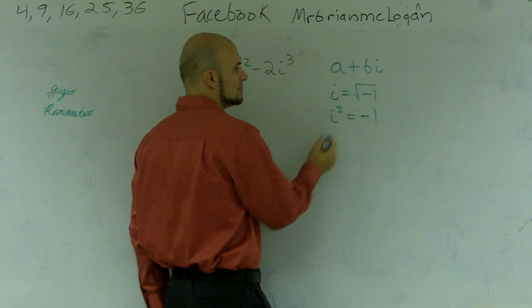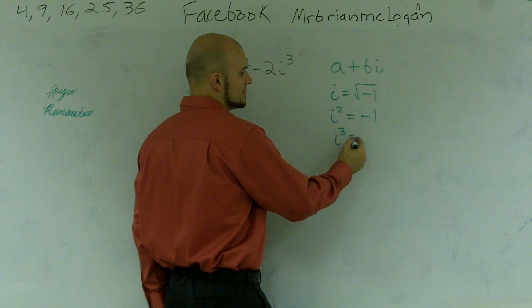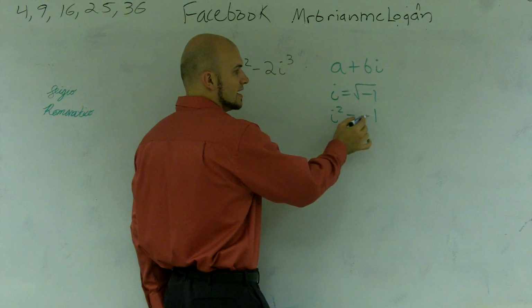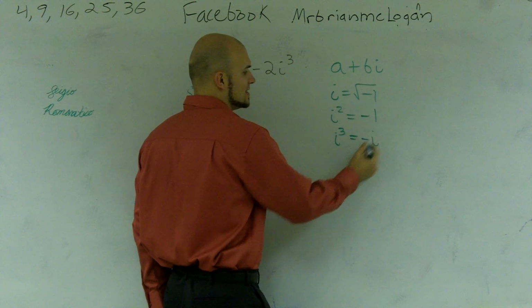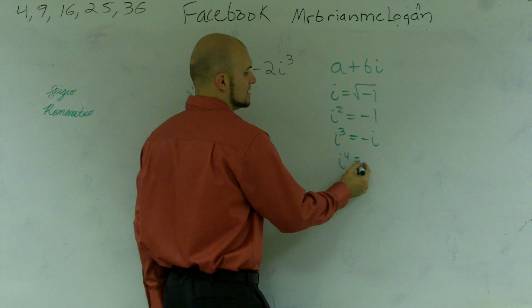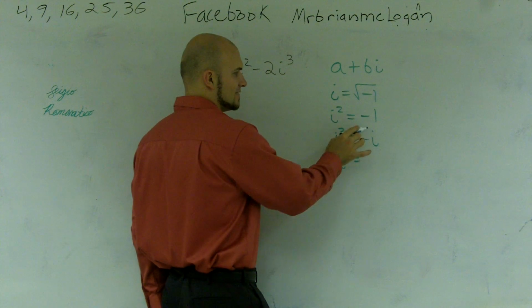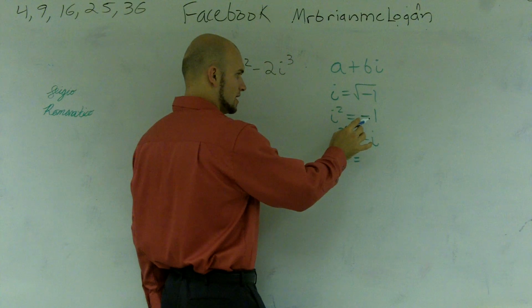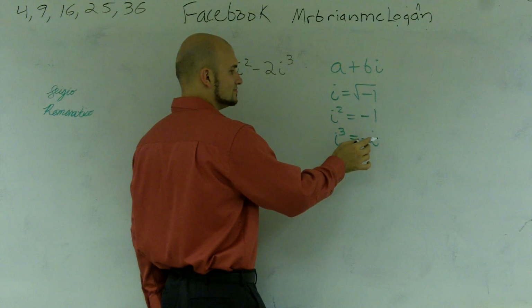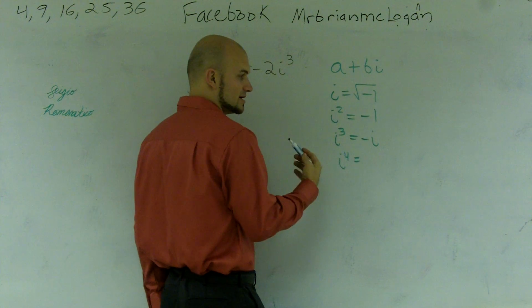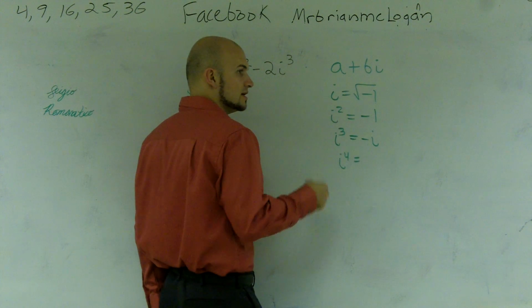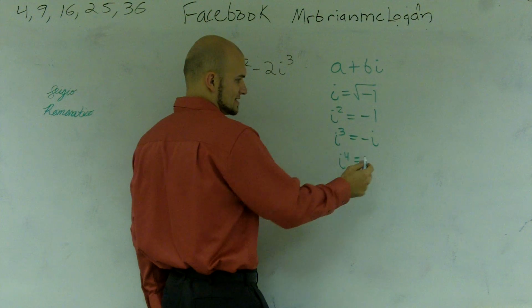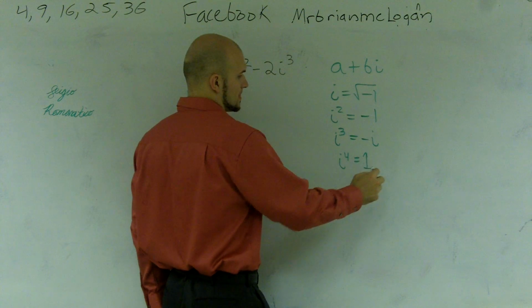Then if I multiply by i on both sides again, I would get i cubed. i squared times i is i cubed. -1 times i would be a negative i. i to the fourth equals, again, negative i squared, which would be the negative and the -1 canceling out to give you a positive 1.